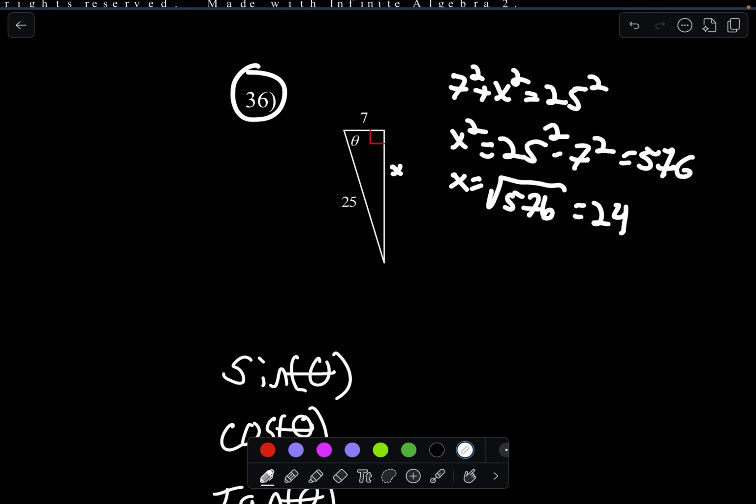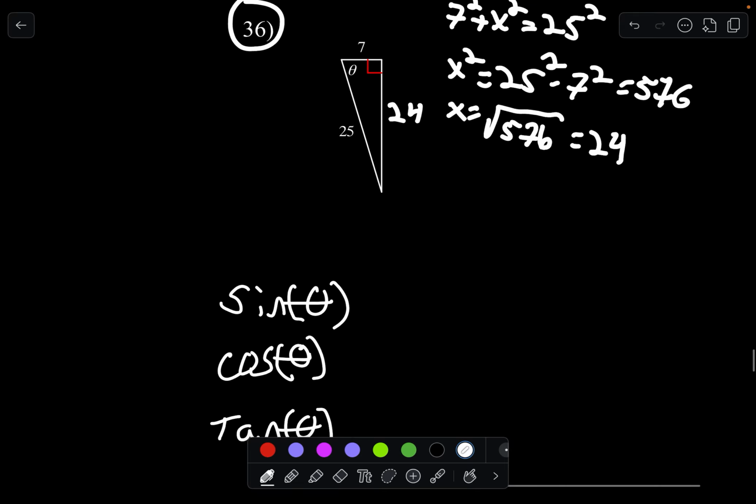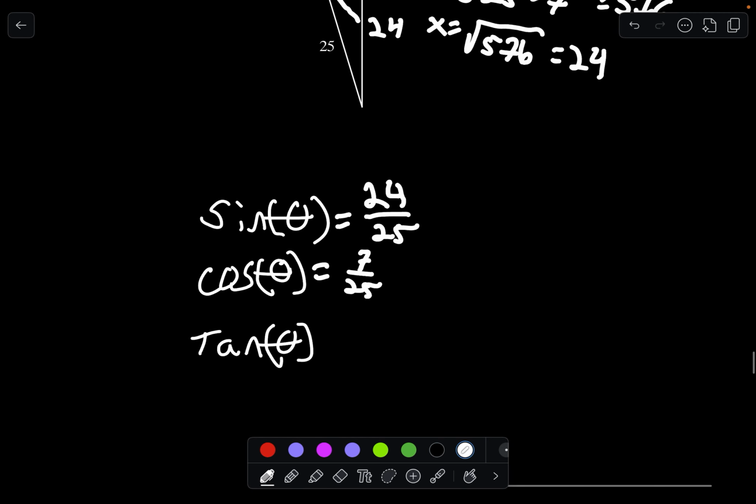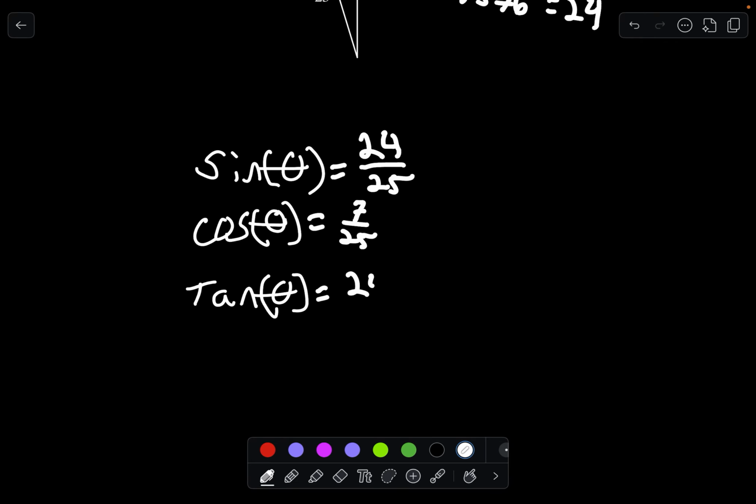All that to get this side to be 24. Notice this side is only 1 unit longer than the hypotenuse. So now that we have all the sides, you just do the ratios. Sine is opposite over hypotenuse, which is 24 over 25, almost 1. Cosine is adjacent over hypotenuse, so that's 7 over 25. Tan is opposite over adjacent, and that's 24 over 7.